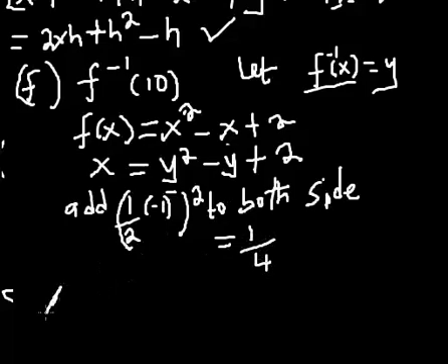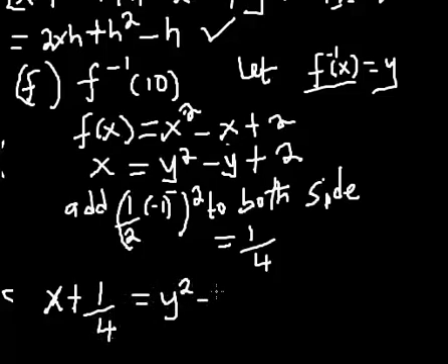So I'm going to have x plus 1 over 4, because whatever you do to one side of the equation, you also do to the other side, all right? Is equal to y squared minus y, all right, plus 2, then plus 1 all over 4. All right.